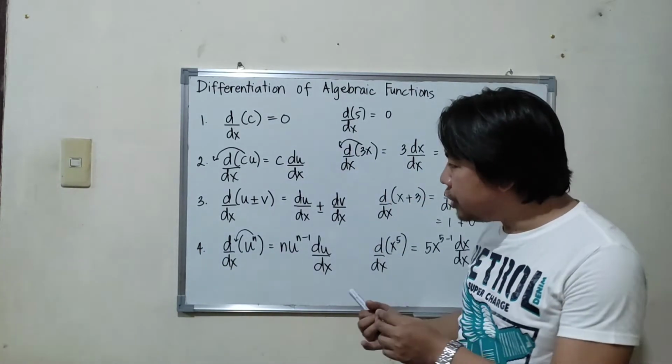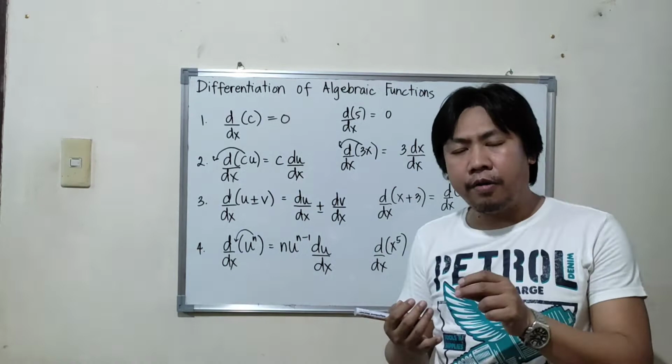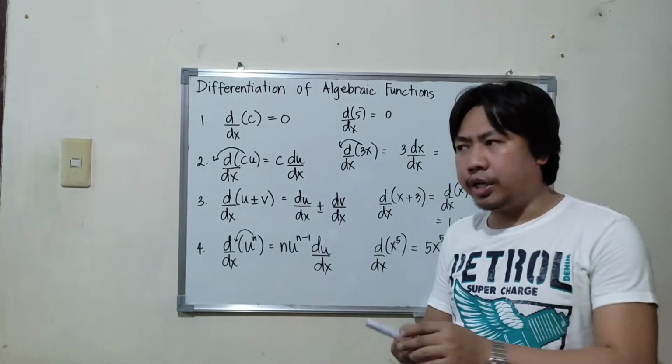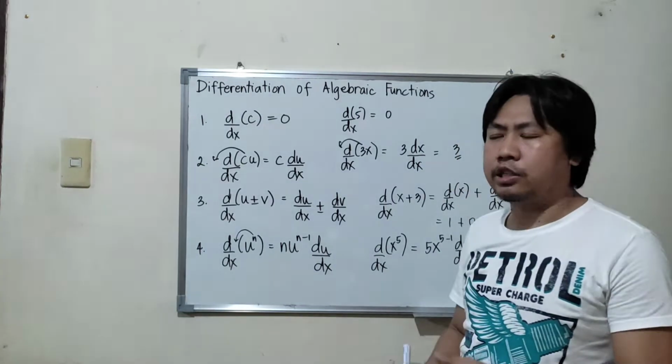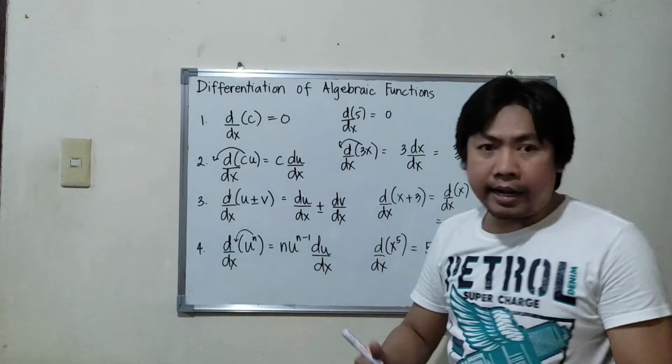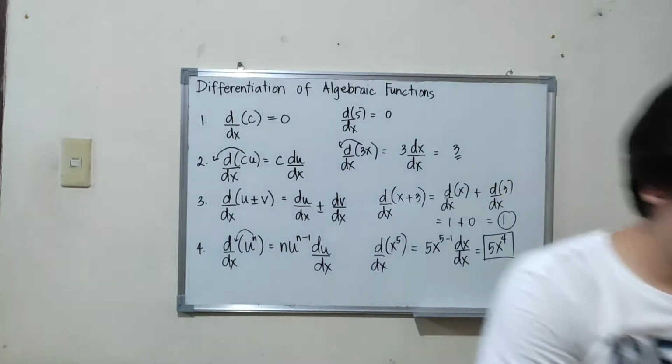So marami pang kasunod dyan, meron pa tayong tinatawag na derivative of product, derivative of quotient, ayan, so chain rule, napakarami pang mga formula. So sa ngayon, ito lang muna. Okay, so yan, another example.